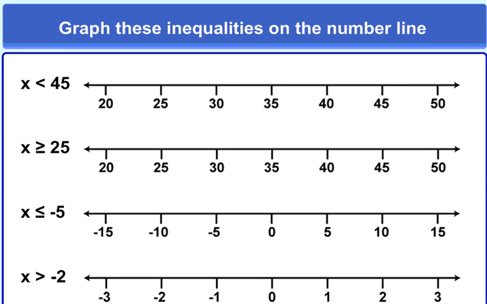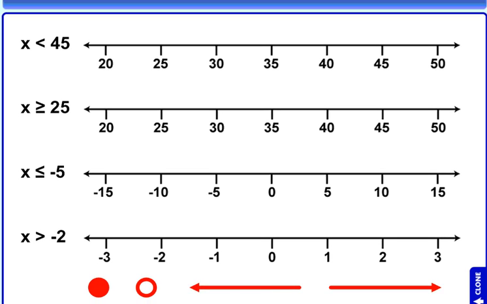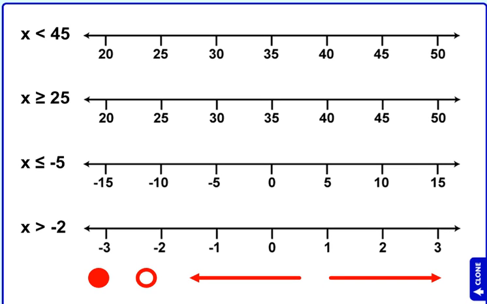These 4 graphs appear on your notes sheet, and I'd like you to sketch these examples. The first one is x is less than 45. Since there is no equal sign, I know it's going to be an open dot at 45. And since it says less than, the arrow is going to be going to the left.